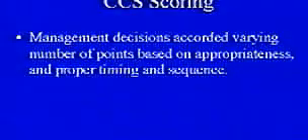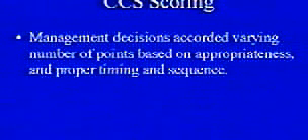Now, a couple of points about the way the test is scored. Again, I'm not giving away any secrets. This is all information that's on the USMLE CD-ROM. They tell us that the management decisions you make are scored with a varying number of points based upon how appropriate they are, not only if it's the right thing to do, but if it's the right sequence in which to do it.